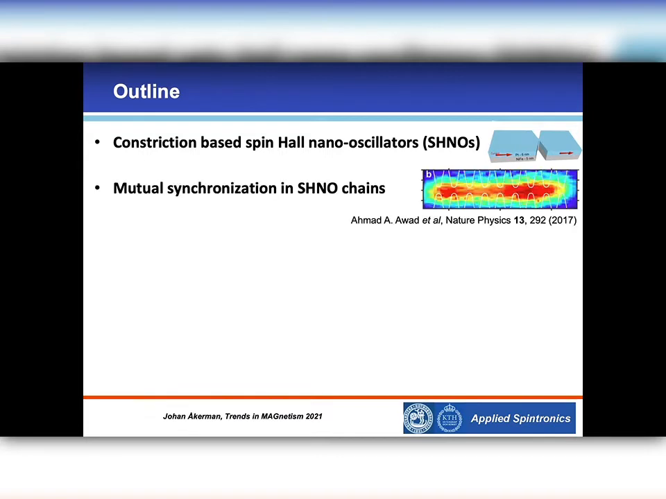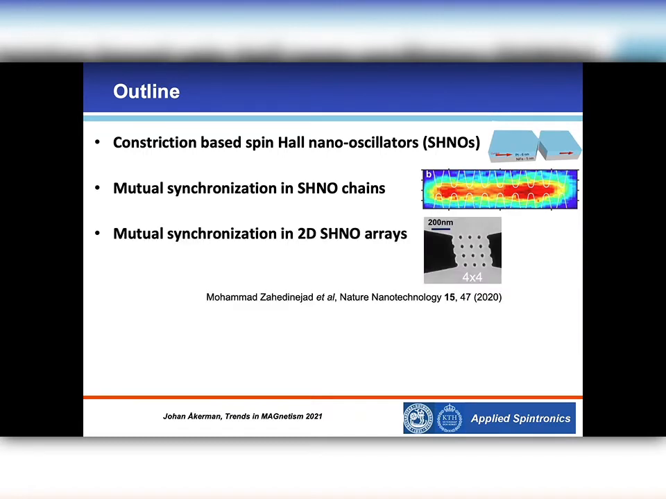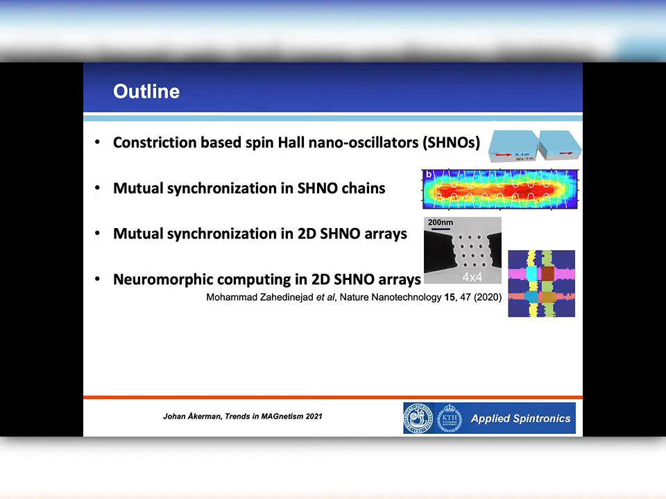I will describe the mutual synchronization in chains of such oscillators. And then I will spend more time on the two-dimensional arrays made from such oscillators and the mutual synchronization we can see in those. I will show that we can do the same type of neuromorphic computing that was done earlier by Julie Grollier's group using spin-torque nano-oscillators.